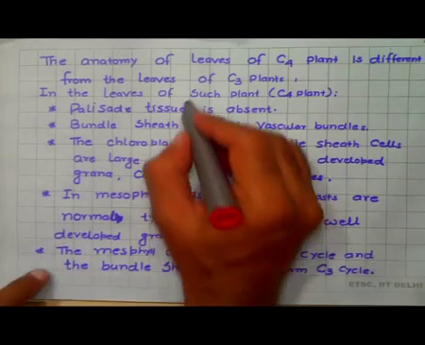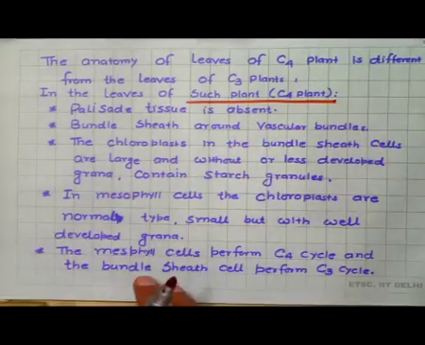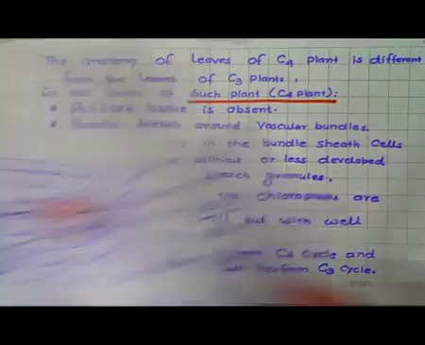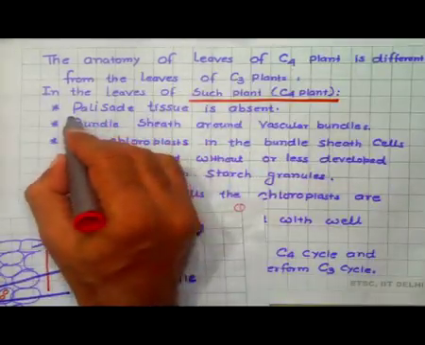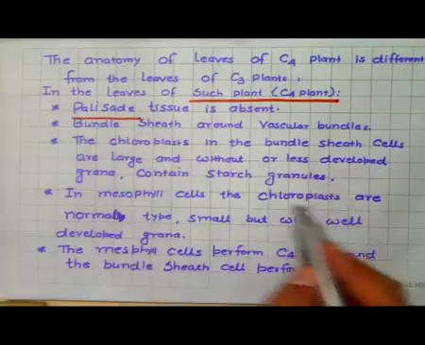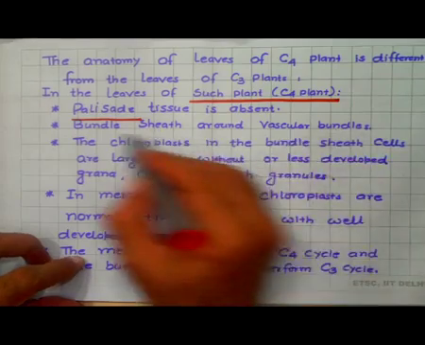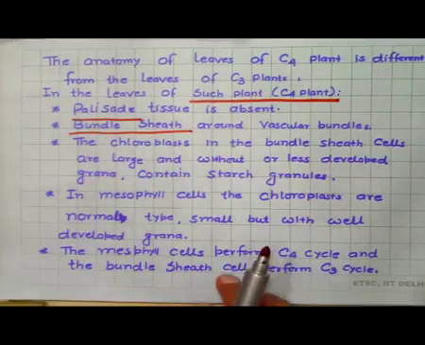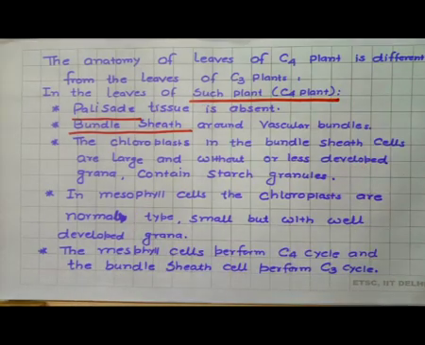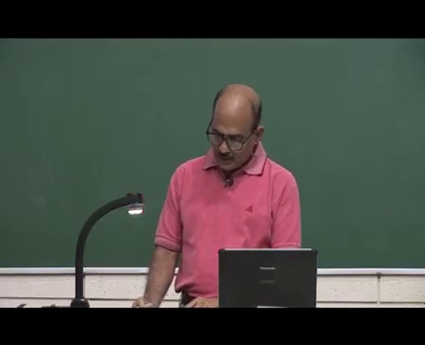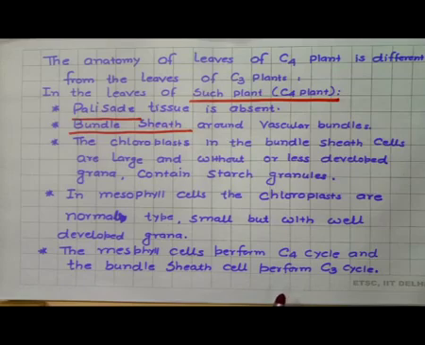In the leaves of plants like C4 plant, we have seen that palisade tissue is absent. So, first point is palisade tissue is absent. Bundle sheath is around the vascular bundle. The chloroplasts of the bundle sheath cells are large and without or with less developed grana. They contain starch granules. In mesophyll cells, the chloroplasts are normal type, smaller but with well developed grana.